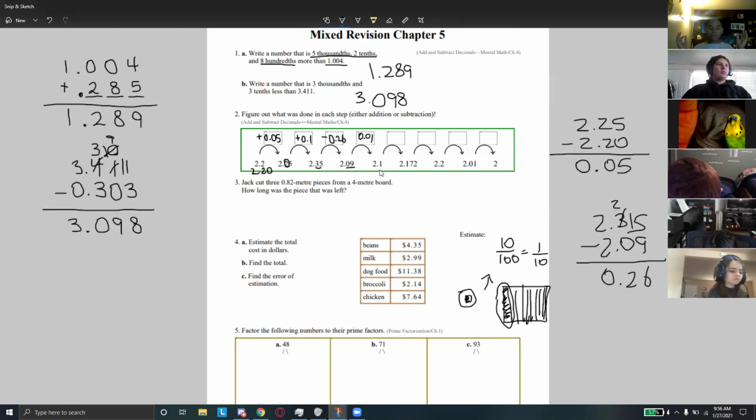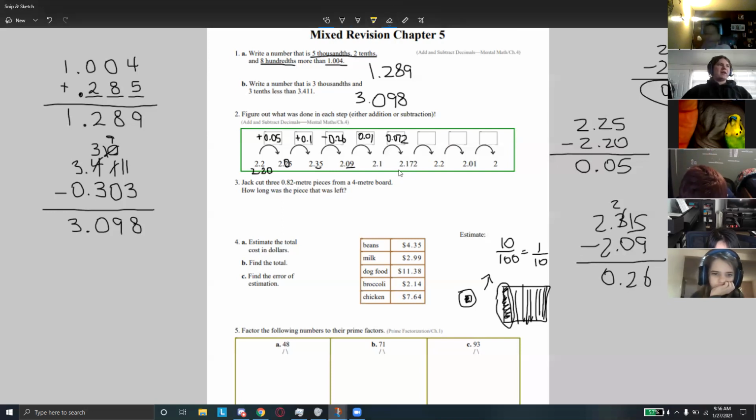Now we're going from 2 and 1 tenth to 2 and 172 thousandths. And so we're going to just be adding 72 thousandths. Right? And how can I check that? Well, 2.1. I could do the larger number, 2.172, minus 2 and 1 tenth. And then that will tell me the difference. So, great. And so in order to go from 2 and 1 tenth to 2 and 172 thousandths, we'll be adding 72 thousandths.